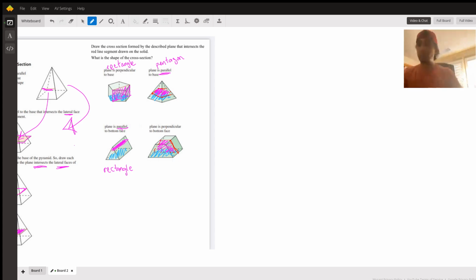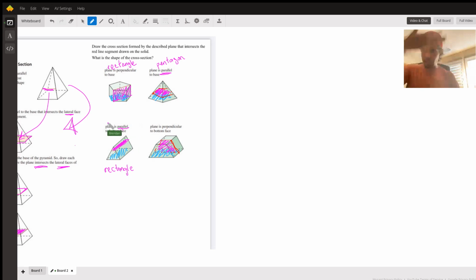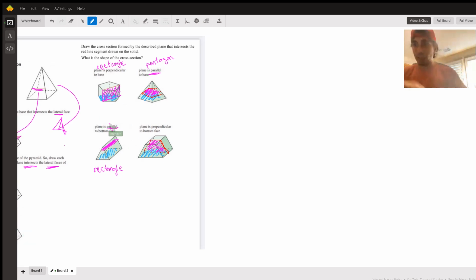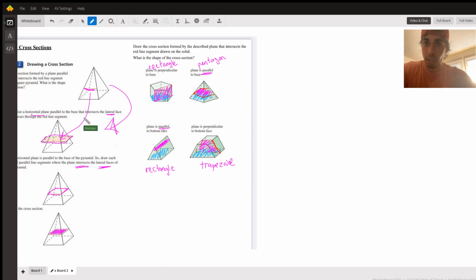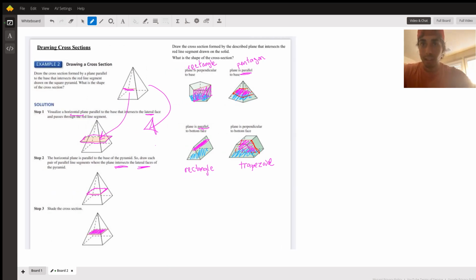Right, and again, we've got this purple cross section, like cut right out the middle of our trapezoidal prism, and we're cutting right through the middle of it. All right, so let's see. And then again, that is a trapezoid. All right, and that is it as far as the notes.